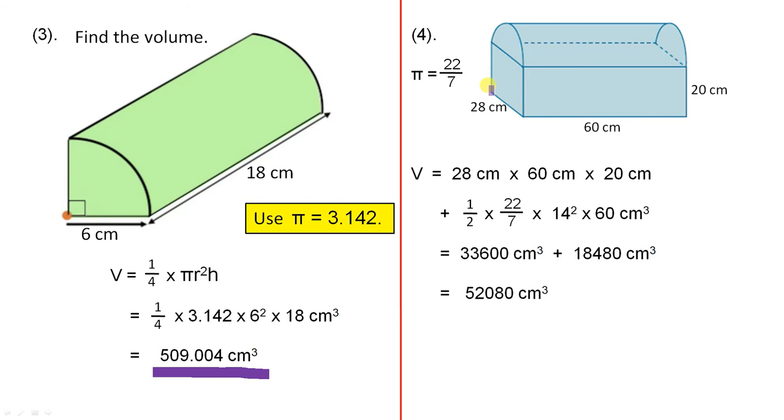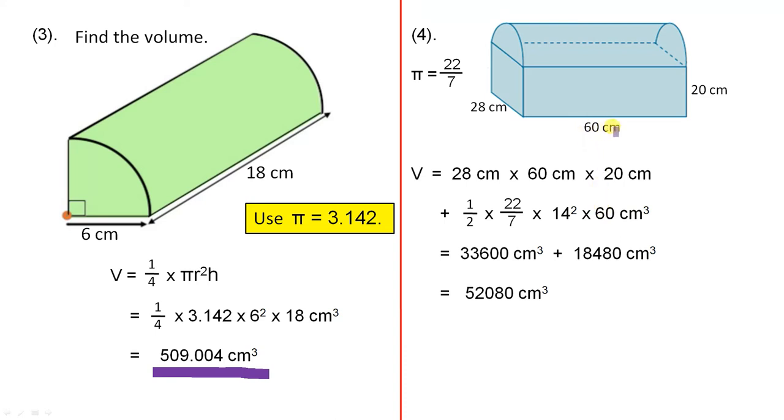Number 4, here quite easy to recognize that the bottom section is a rectangular prism. The top part is half a cylinder. So it's quite straightforward. You find the volume of the rectangular prism, find the volume of the cylinder, and just add them together. We use pi equals 22/7. So the volume of the rectangular prism will be those 3 amounts multiplied together. The volume of the half cylinder will be a half pi r squared h, which is the length really.